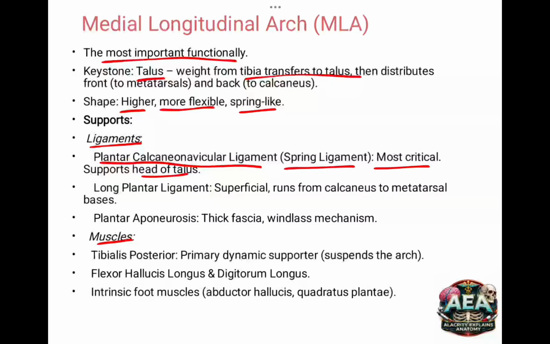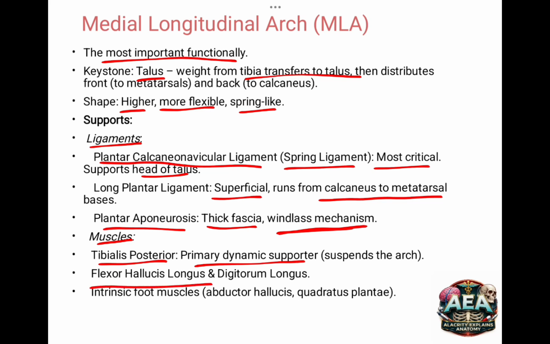Now, the next ligament we have is the long plantar ligament, which is superficial and runs from the calcaneus to the bases of the metatarsals. We also have the plantar aponeurosis, which is thick in nature. It's a thick fascia that serves a windlass mechanism. Now, for the muscles, we have the tibialis posterior, which is a primary dynamic support and it suspends the arc. We have the flexor hallucis longus as well as the flexor digitorum longus. These are important muscles that provide support to the medial longitudinal arc.